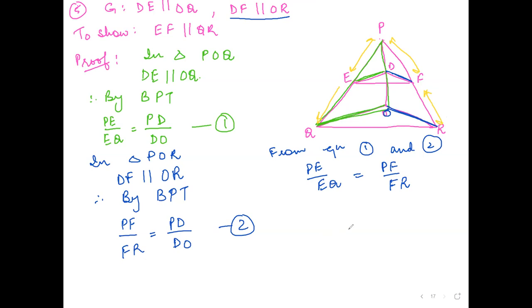Very good. So in triangle PQR, now the ratio I'm getting equal. So PE by EQ is equal to PF by FR. See, this time the line is not parallel, but I'm getting the ratio to be equal. So what can I conclude from here? So therefore, by converse of BPT, what should I conclude?